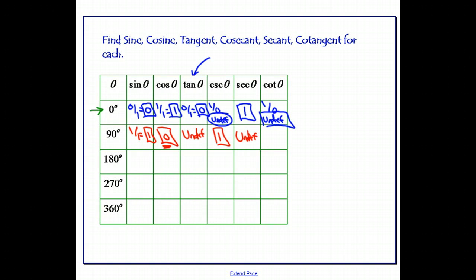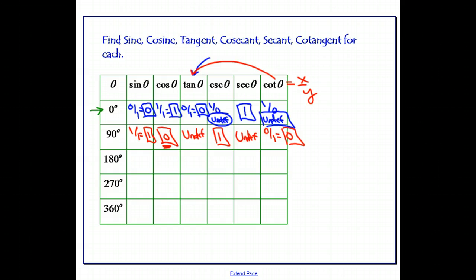And then we'll be careful with this, because you might think, wait, the cotangent is the reciprocal of the tangent. What's the reciprocal of undefined? Good question. How can you take the reciprocal of something that's not defined? But instead go back. Cotangent was x over y. We know the x and y coordinates. The x coordinate is 0, and the y coordinate is 1.